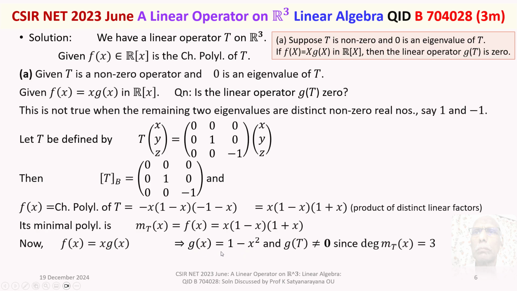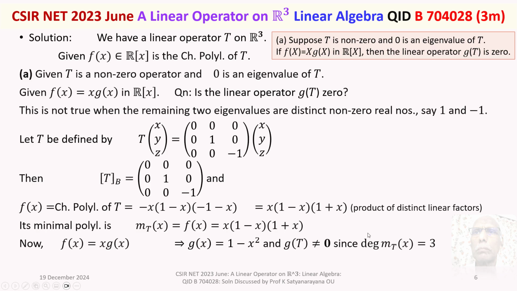Now, g of t, if you substitute x equal to t, is 1 minus t square, which is not 0. It is not a zero linear operator. Why? Because of the degree of the minimal polynomial. What is the minimal polynomial here? x into 1 minus x into 1 plus x. What is the degree? The degree is 3.